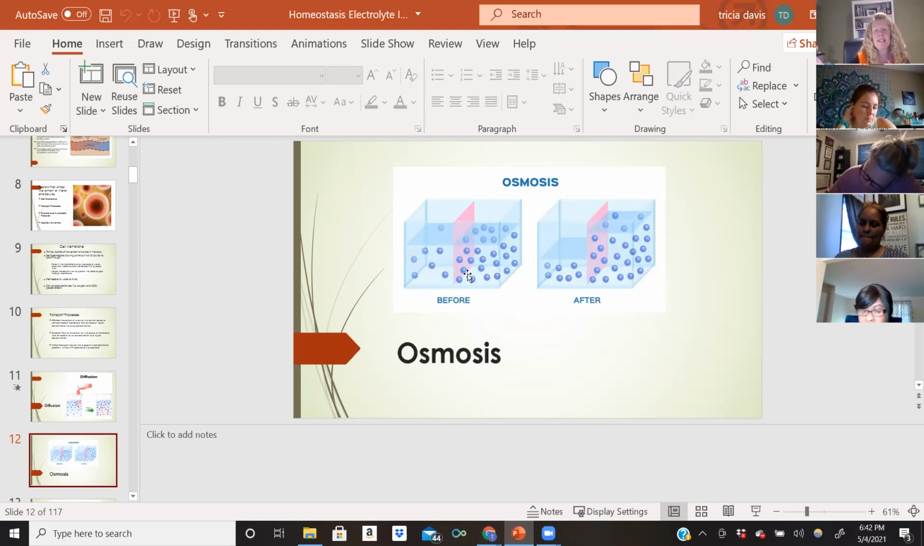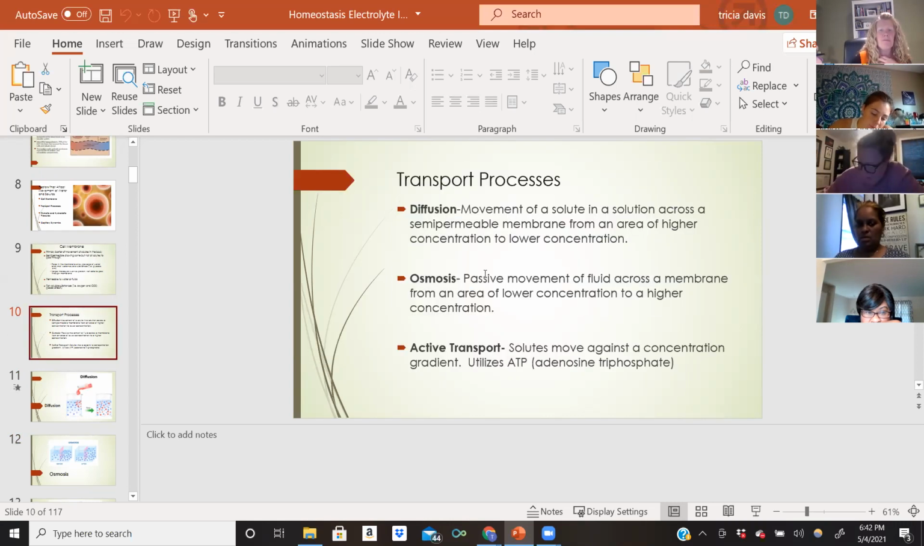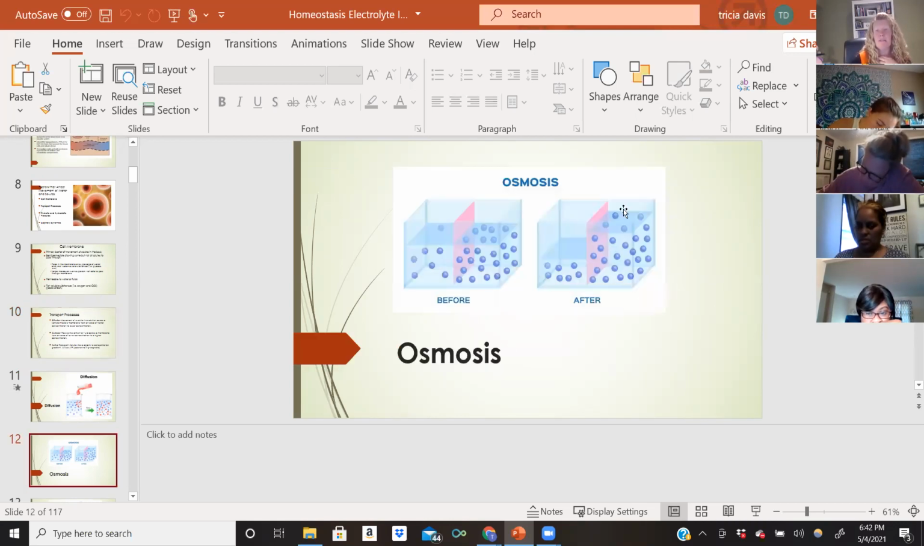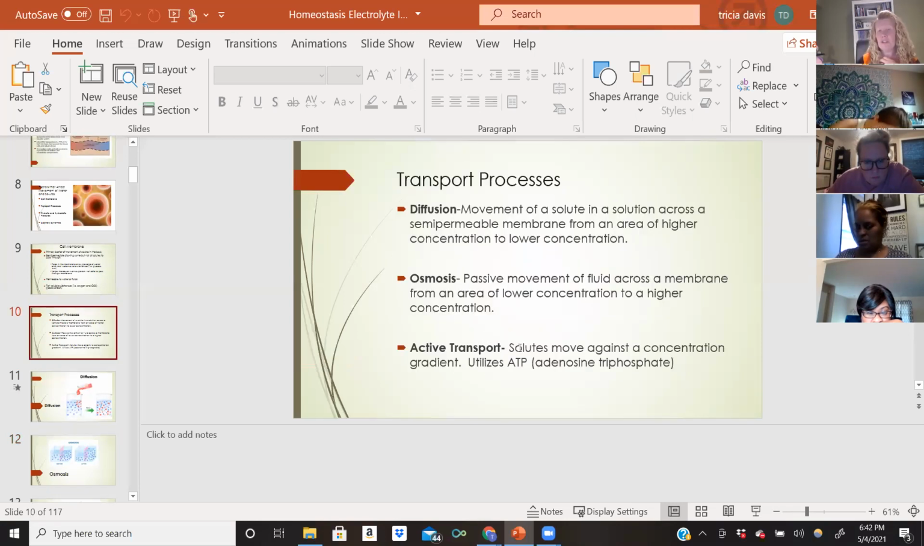So what happens is that your fluid is going to shift with your particles. You had a couple particles here, you add some more, your fluid is going to go up. So it's going to be from a lower concentration to a higher concentration. Okay, so you still have the same amount of fluid, it's just that it's higher on this side because it's higher concentrated, okay? And then you have active transport.